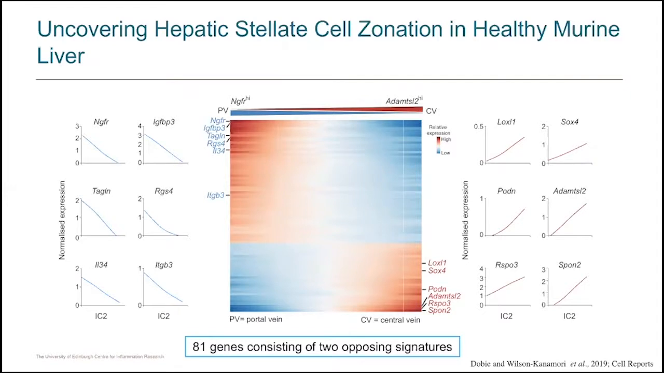Now, if you imagine all the stellates are lined up along the top of the heat map, on the left-hand side, we have cells that have high expression of genes including NGFR and ITGB3, and low to no expression of genes including ADAMTSL2 and RSPO3. Conversely, if you now look at cells on the right-hand side of the heat map, they have low to no expression of NGFR and ITGB3 and high expression of ADAMTSL2 and RSPO3.